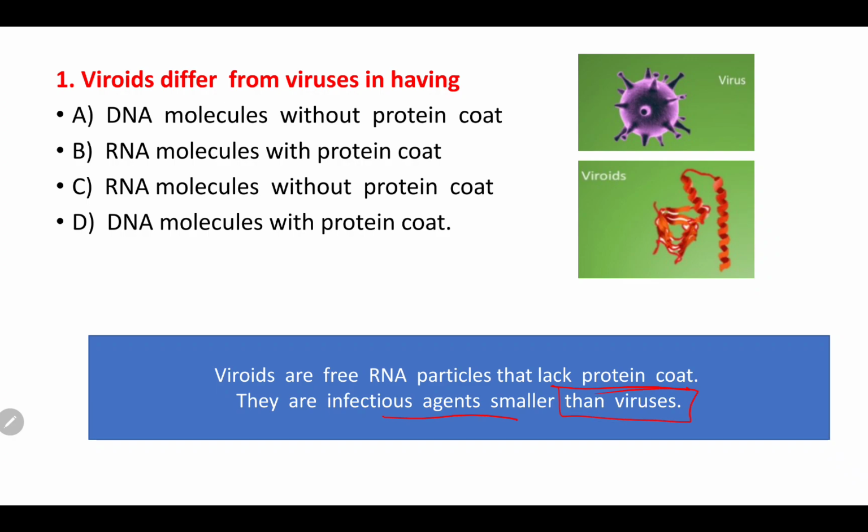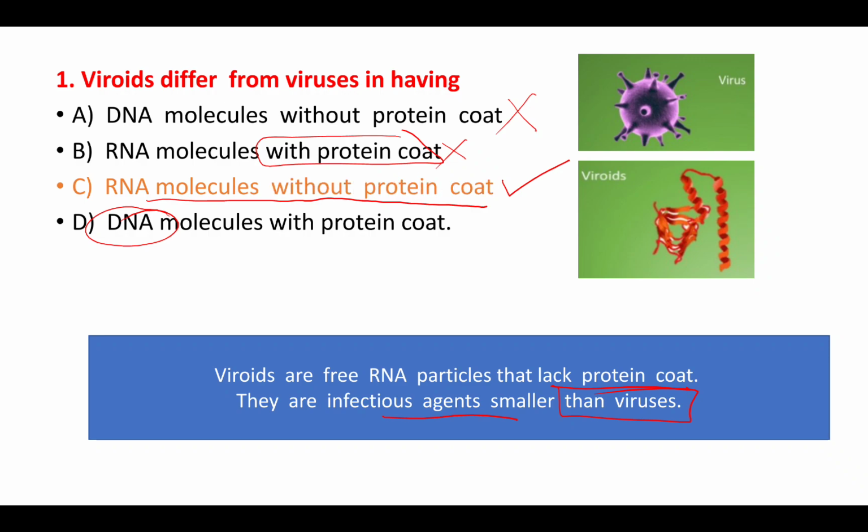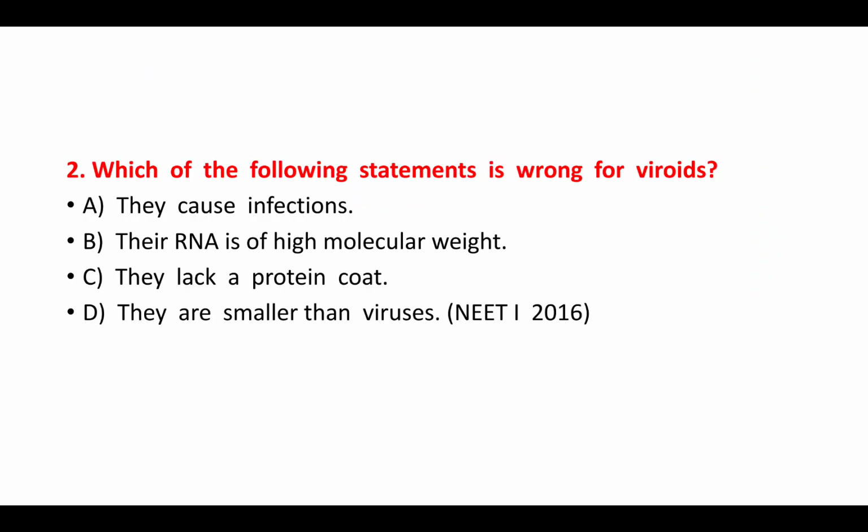Now let us move on to the options. DNA molecules without protein coat. This is wrong because they are RNA. And RNA molecules with protein coat is also wrong. But option C, RNA molecules without protein coat is the right option. Option D is wrong because again they have given DNA here. So the answer for the first question is the RNA molecules without protein coat.